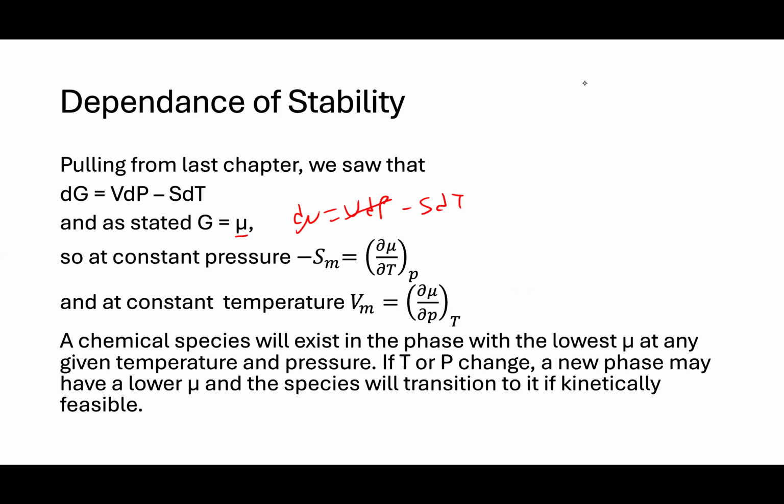So these are two little things that are going to help us do a little bit of math on it. We're looking at how our chemical potential changes with pressure and temperature. A species will exist in the phase which has the lowest mu at any given temperature and pressure. If T or P change, a new phase may have a lower mu value, and the species will transition to it if it is kinetically feasible.